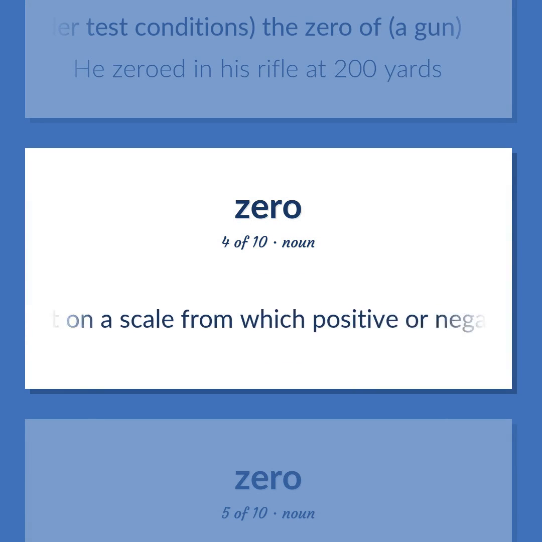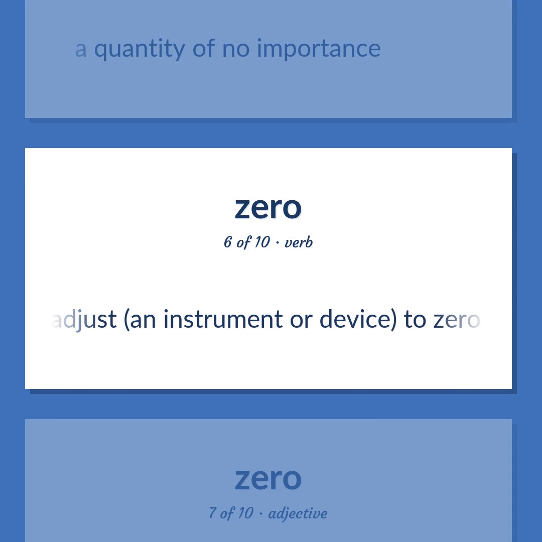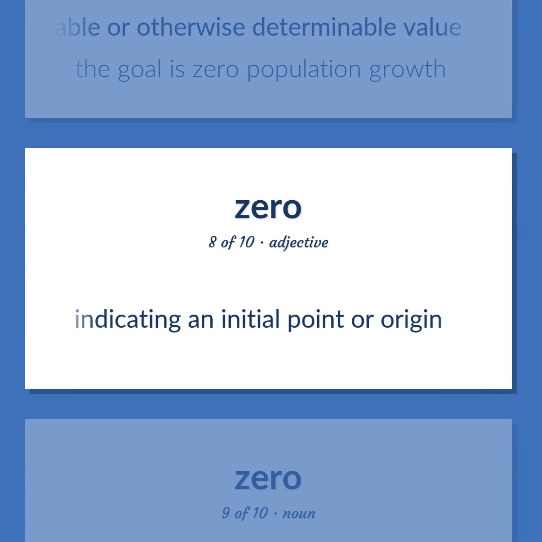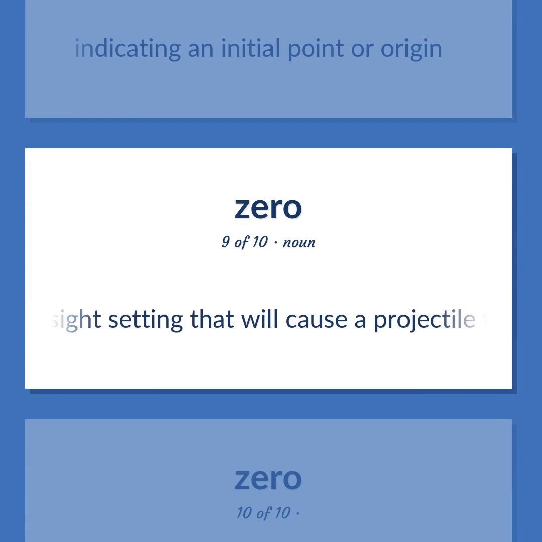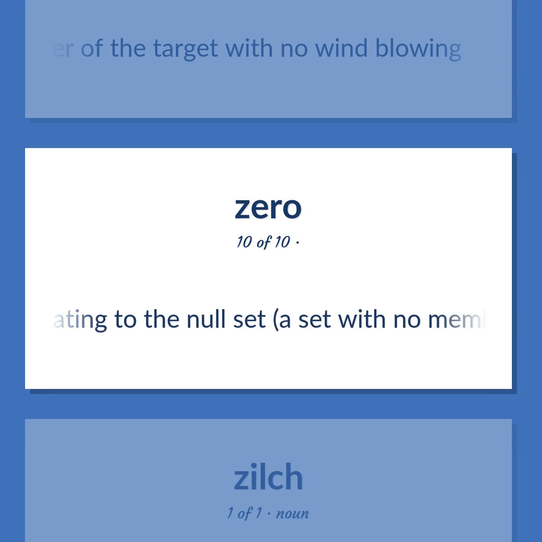The point on a scale from which positive or negative numerical quantities can be measured. A quantity of no importance. Adjust an instrument or device to zero value. Having no measurable or otherwise determinable value. The goal is zero population growth. Indicating an initial point or origin. The sight setting that will cause a projectile to hit the center of the target with no wind blowing. Of or relating to the null set, a set with no members.